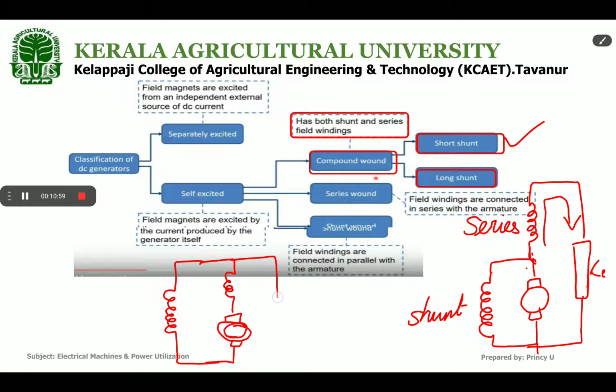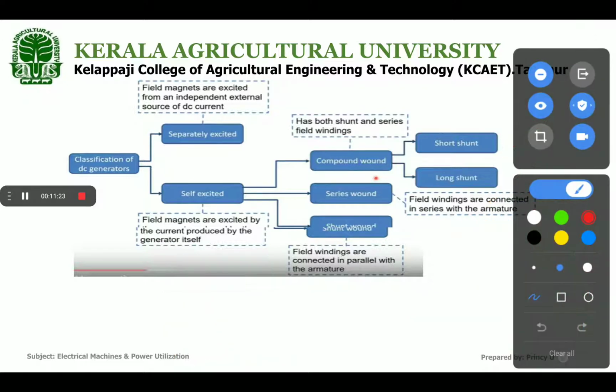And the load is connected in parallel with the circuit. Just this one connection is changed. Now the shunt field winding is connected in parallel with the series field and armature winding. Then we call it a long shunt generator. So these are the different types of DC generators.